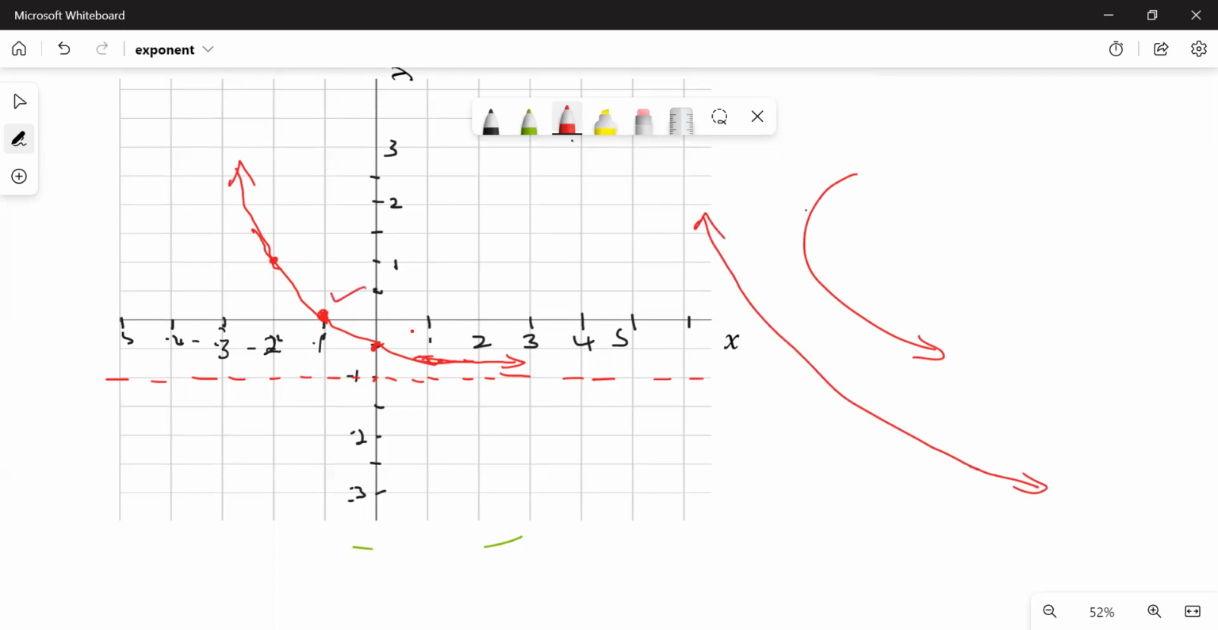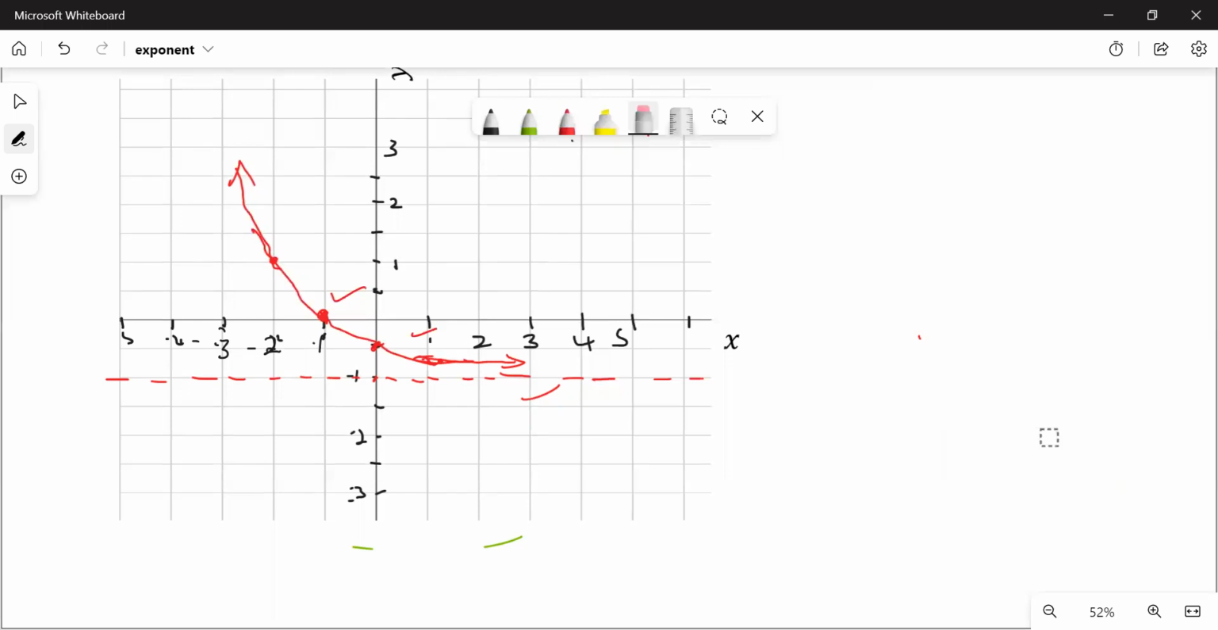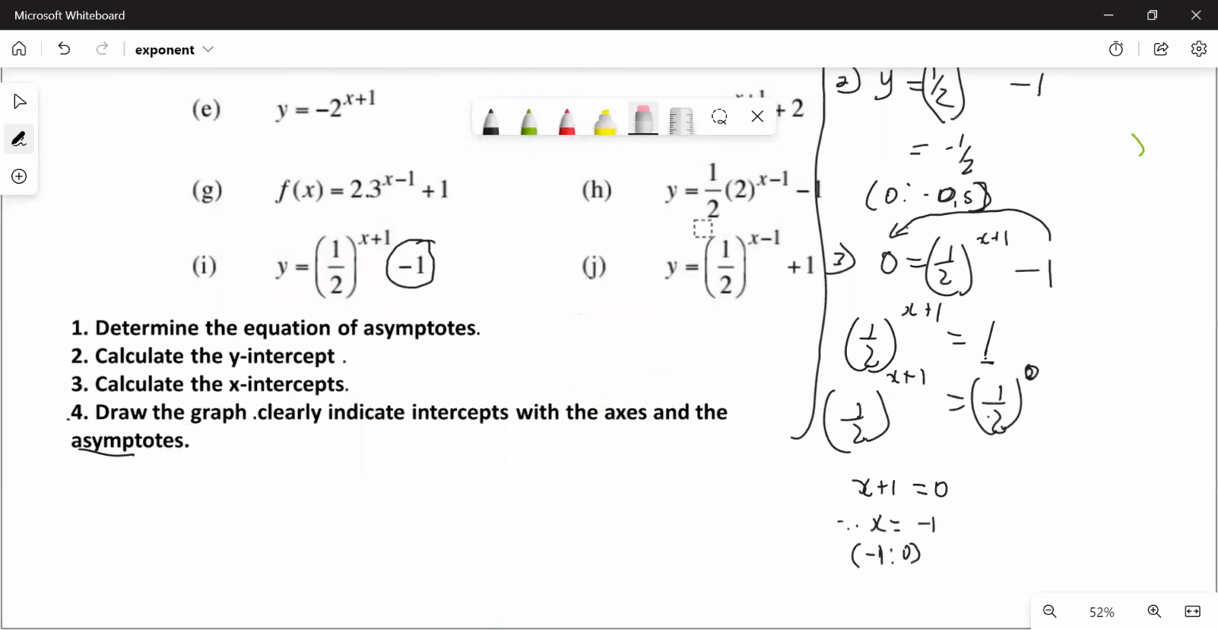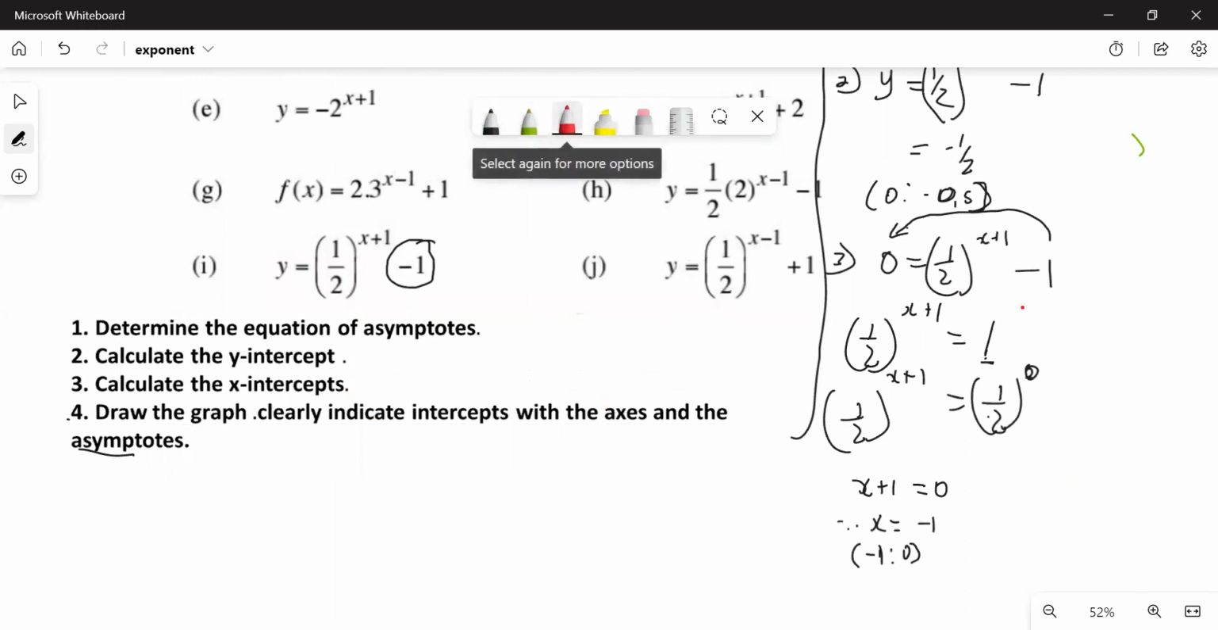And then for this one, I'm going to give you 1, 2, 3. X-intercept, did you mark X-intercept? X-intercept is 3 marks. We're going to give you 1 mark for putting 0 here, 1 mark for making this to the power of 0, and then 1 mark for the X-intercept.